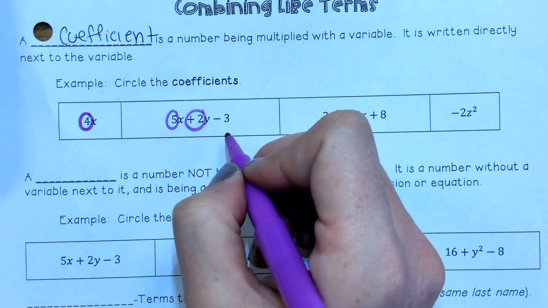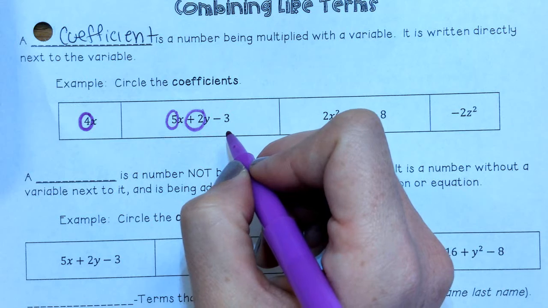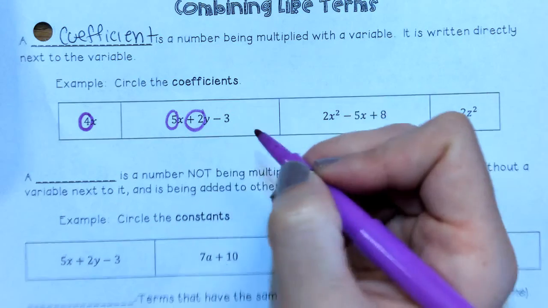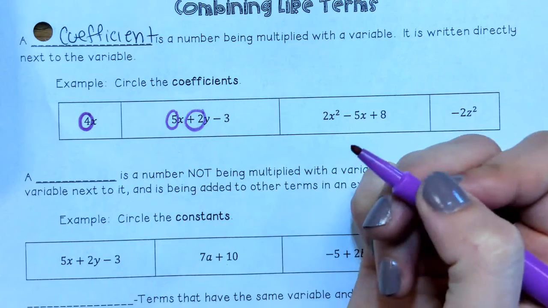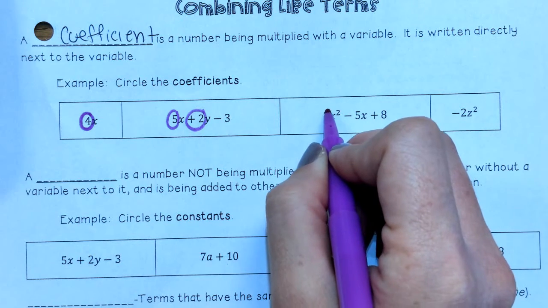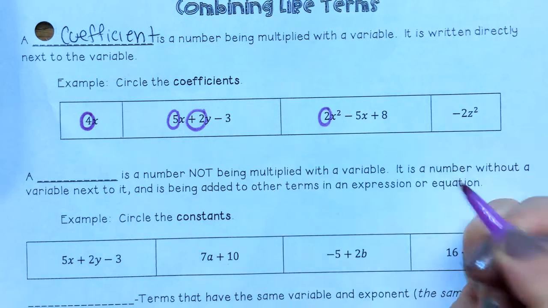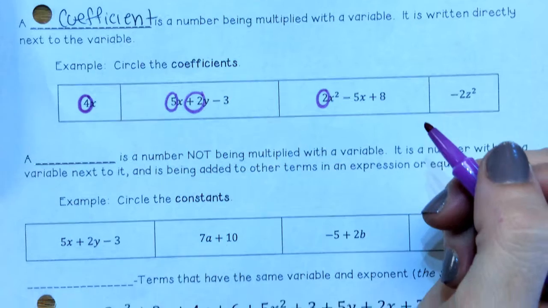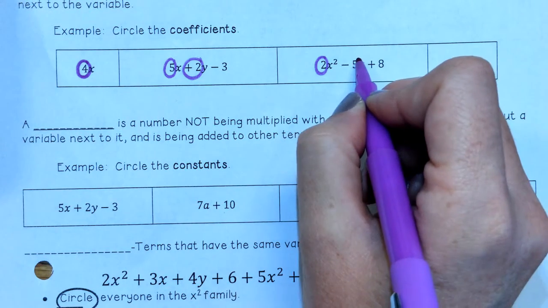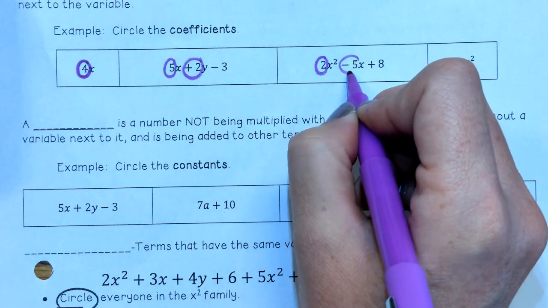3 is not a coefficient. We call it a constant because there is no variable with 3. The coefficient of 2x squared is 2. The coefficient of minus 5x is negative 5.